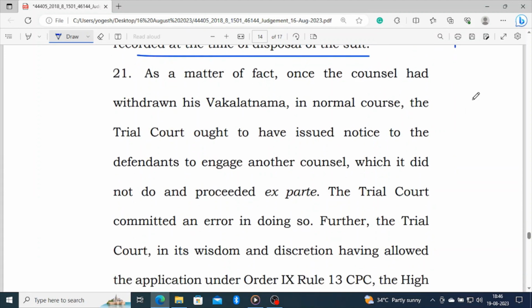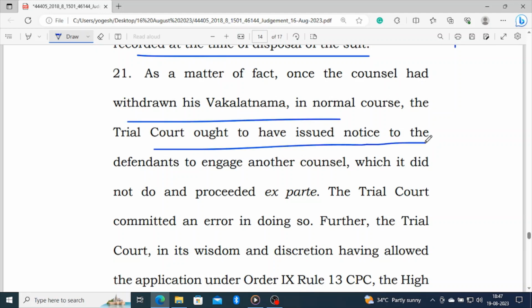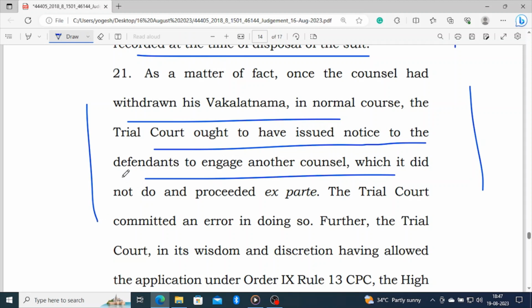Another issue was that the counsel withdrew his vakalatnama. In the normal course, the trial court would have to issue a notice to the defendant to engage another counsel, which was not done in that case. The pleader appearing on behalf of the defendant withdrew his vakalatnama, but the court, instead of issuing any notice to the defendant, proceeded ex parte. This court has also made an observation which goes in favor of the appellant here. The trial court committed an error in doing so.